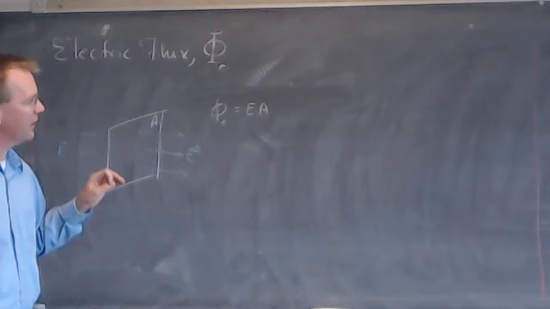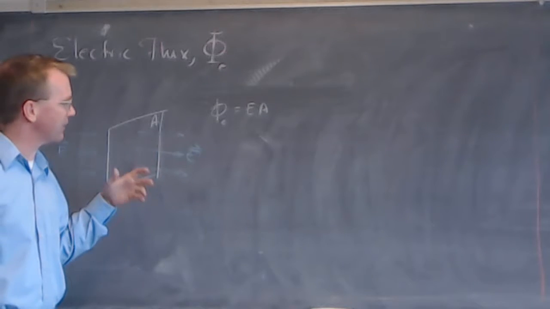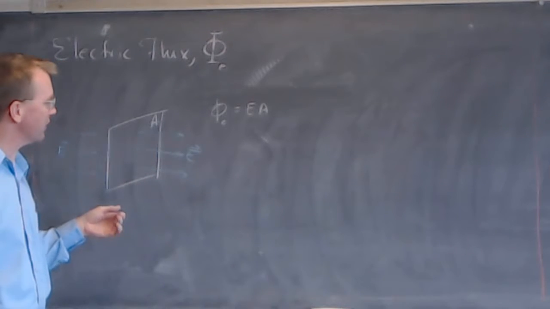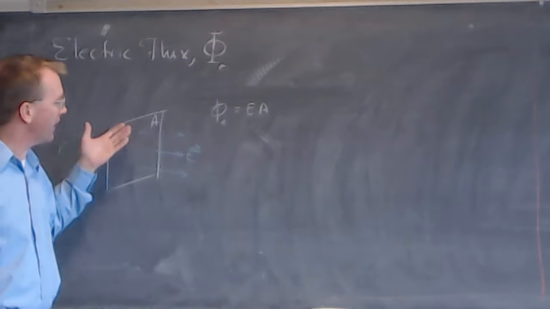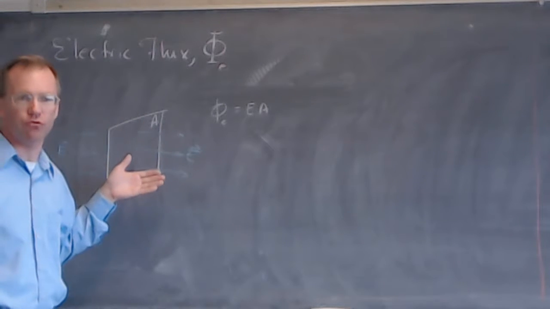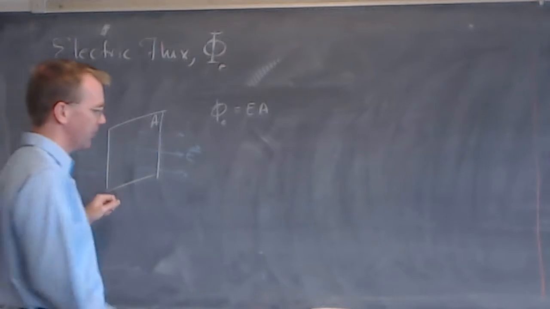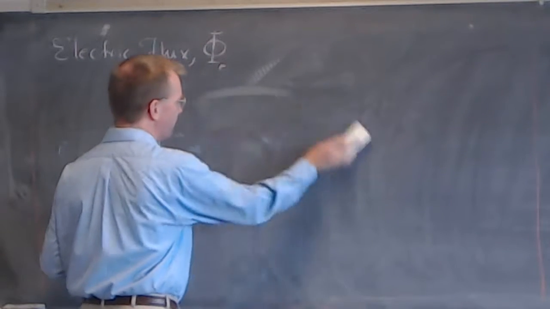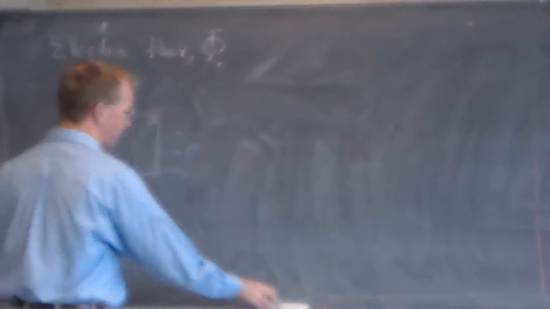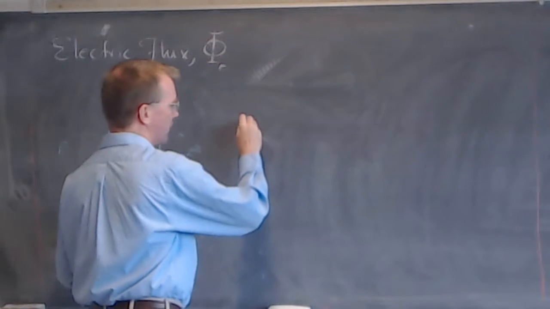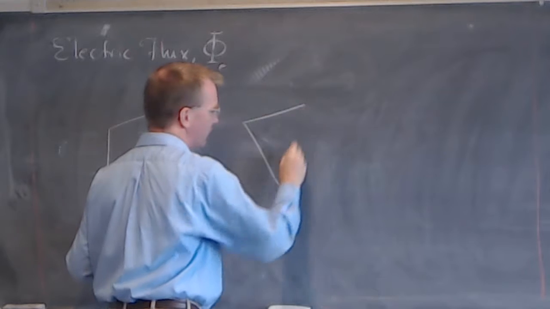But the key thing that we've got to keep in mind as we do any calculation is the electric field and the area and the surface that it goes through might not be perpendicular like this. Usually they won't be. So what happens if you have a surface that is tilted?